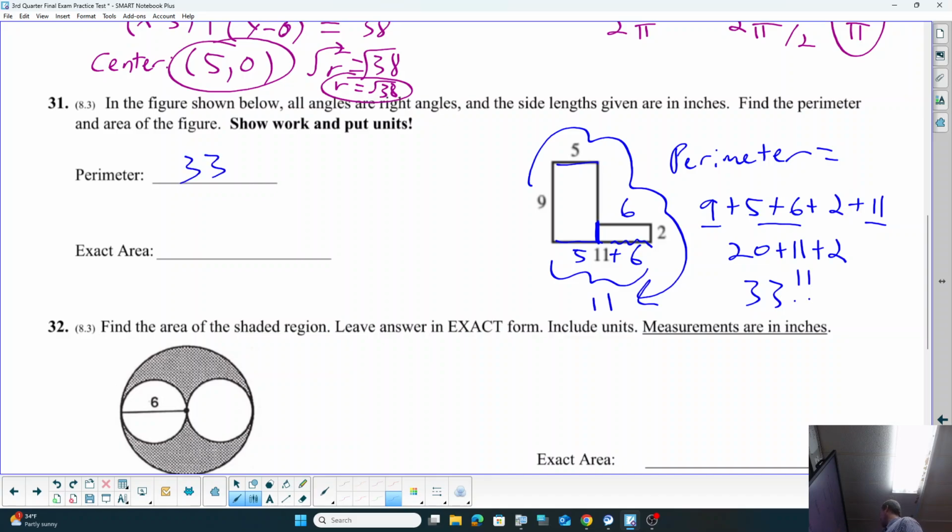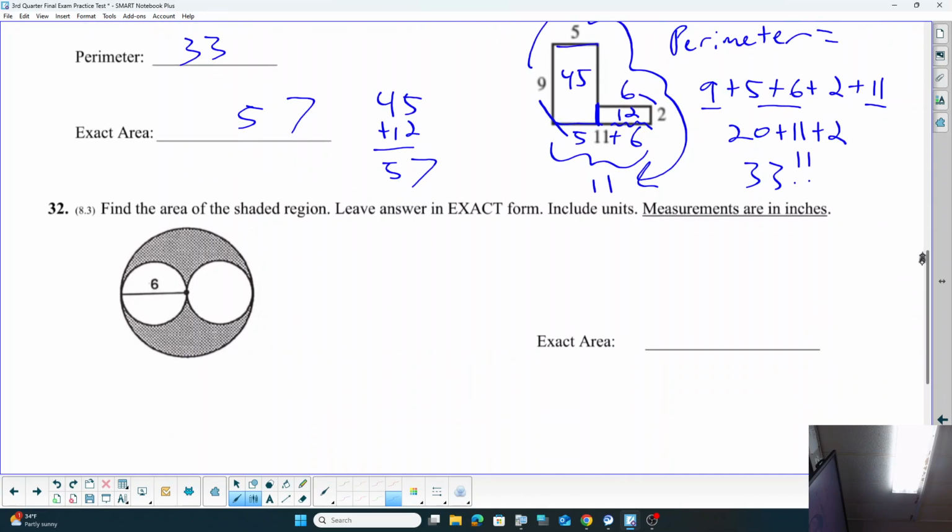What's our exact area though? Well, this will be 5 times 9 is 45. And this will be 6 times 2 is 12. And 45 plus 12 is 57. Nice. So keep on going.